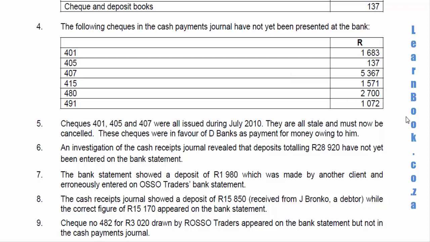These checks were in favor of D Banks as payment for monies owing to him. So initially we wrote out these checks to D Banks and he did not cash the check, and the check is now gone stale. So these were the amounts that were written in our cash payments journal in July, and he did not cash them. So we have now got to increase our bank ledger account and bring back the monies that we initially deducted to write out these checks.